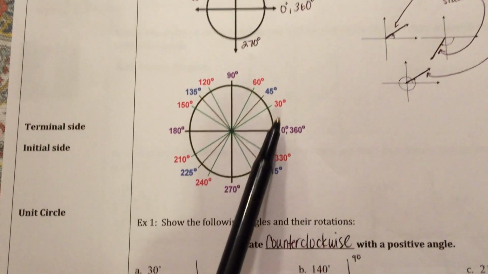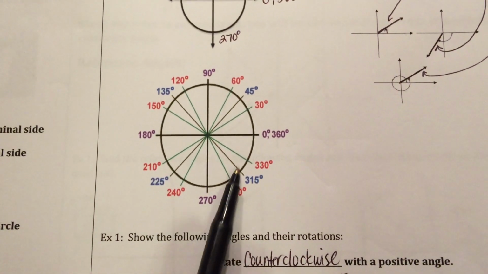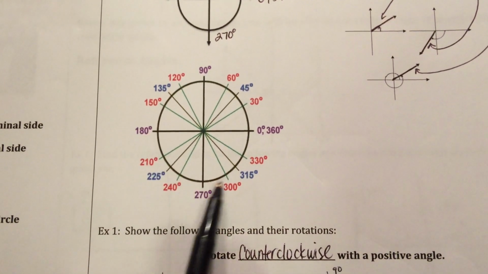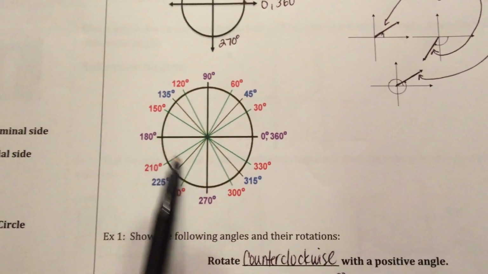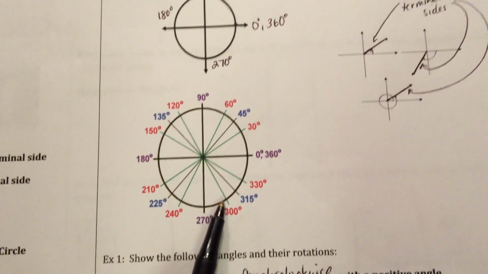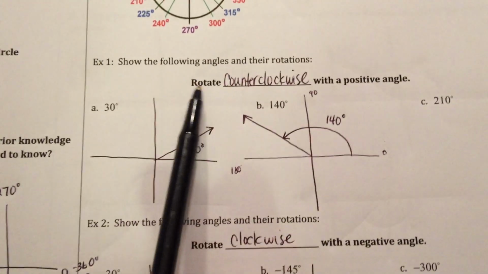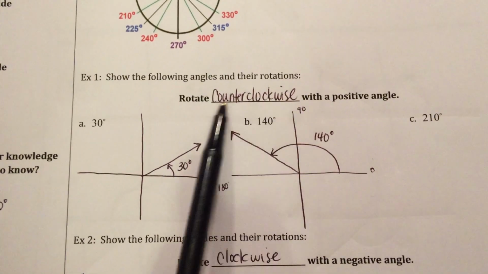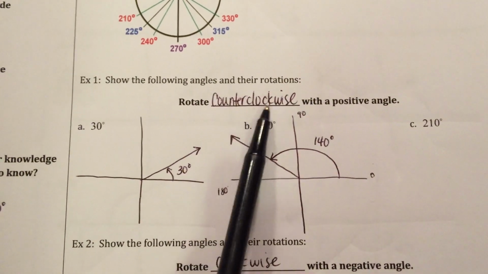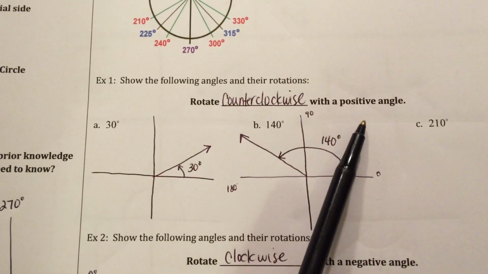Here I just kind of listed all the different angles that we are going to be pretty much seeing as we get into the heart of trig, like finding the sine of 120 degrees. But I just want to show you that rotation and where those special angles would be. So if you go to example 1, we want to show the following angles in their rotations. So we rotate counterclockwise. We start here and go around for all angles that are positive.